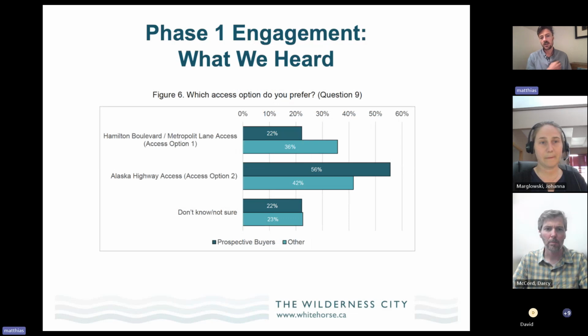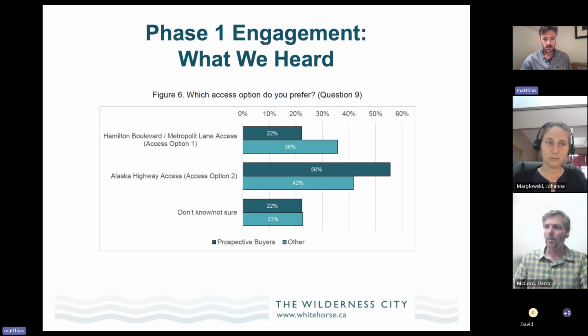We also wanted input on the access. So as we started this planning process, we identified two ways to access the planning area, one from the Alaska Highway near the weigh scales, and another from Hamilton Boulevard, and then kind of going along on a frontage road. And there was more support for the Alaska Highway access option, in particular among those who were interested in purchasing a lot. And I'll talk a little bit about the advantages and considerations that went into the access that we did end up choosing, which was the Alaska Highway.